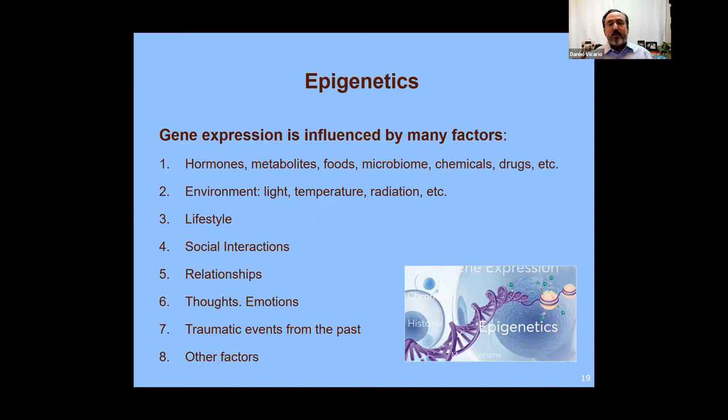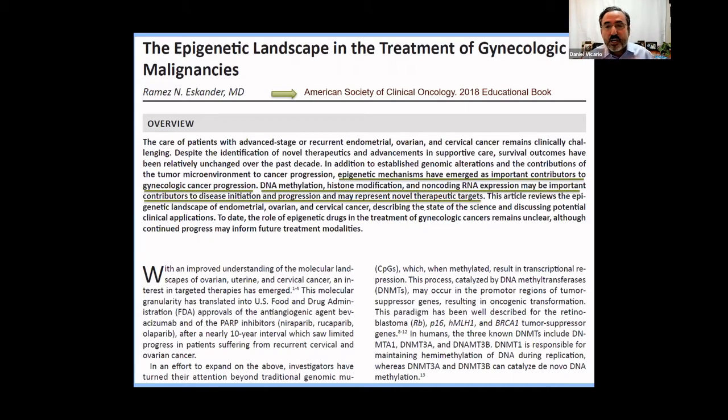Epigenetics: gene expression is influenced by hormones, metabolites, food, microbiome, chemicals, drugs, environment, lifestyle, social interactions, relationships, thoughts, emotions, traumatic events. These are things that you understand and know the importance of in epigenetics. In the ASCO educational book from 2018, this doctor, a GYN, Dr. Eskander, talks about epigenetic mechanisms having emerged as important contributors to GYN progression. DNA methylation, histone modification, and non-coding RNA expression may be important contributors to disease progression and represent novel therapeutic targets. So he's been doing a lot of research and looking at all these agents as epigenetic treatment for GYN oncology.